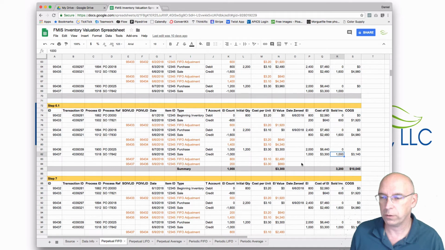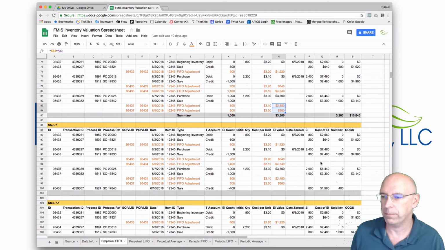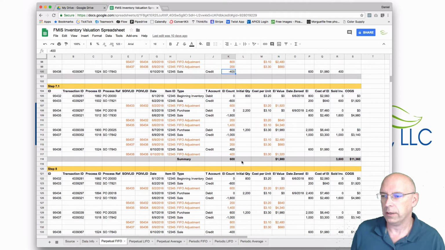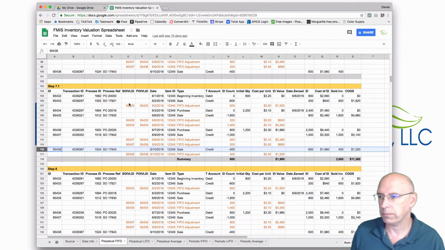This is our sold inventory, and the cost of goods sold for that inventory is a combination of these two numbers, which is 3,140. The next thing we do is we have another sale. We sold 400 units, and we take that here. We can see this is on this sales order, the sales order item valuation log ID.